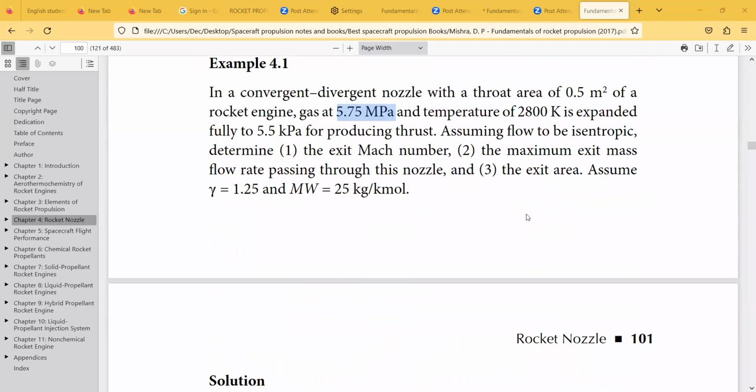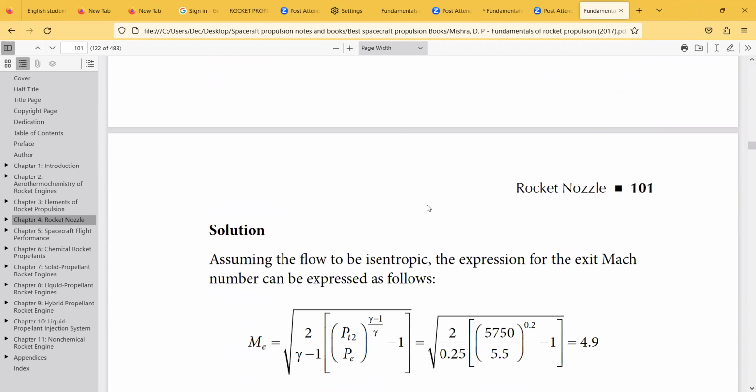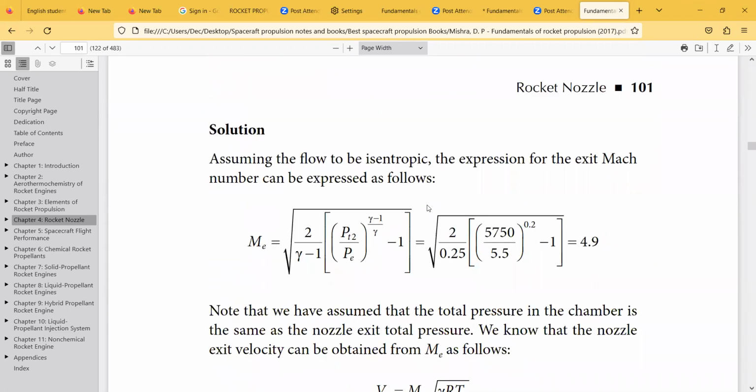So how can we calculate this? We have a relation between the exit velocity and the chamber pressure and other parameters. We already discussed those points. Then what we can do is relate the Mach number. The flow is isentropic, which is considered. The expansion for the exit Mach number can be expressed with this formula.